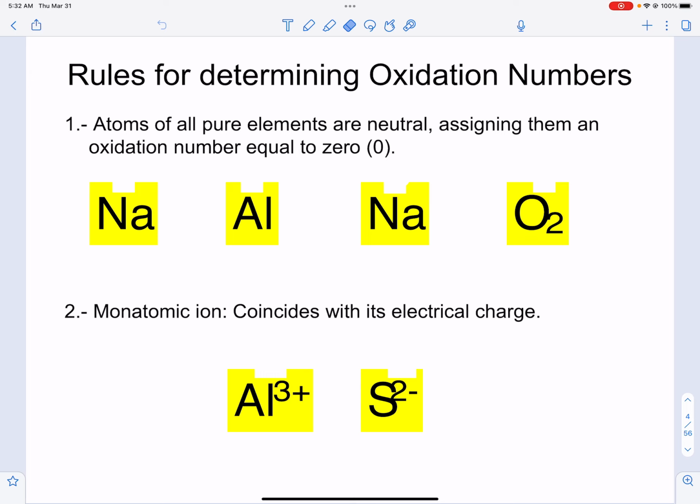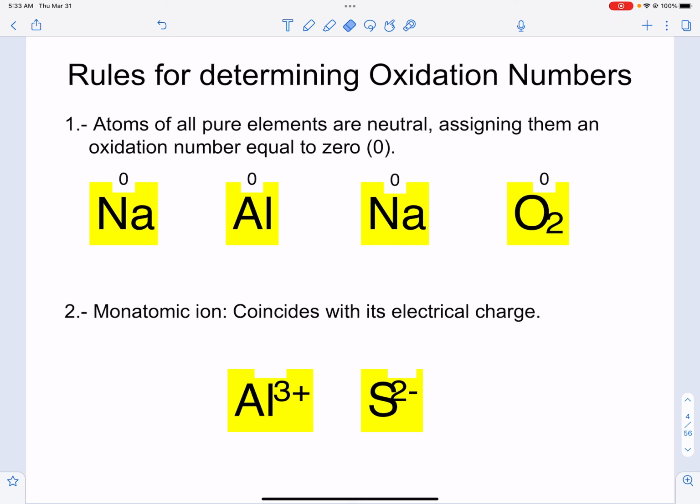So rule number one: any element by itself, it doesn't matter if it's diatomic, the oxidation number is zero. So any element by itself is always zero, even if it's a polyatomic of the same, so diatomic or sulfur S8, O3, or anything like that. All by itself is zero.